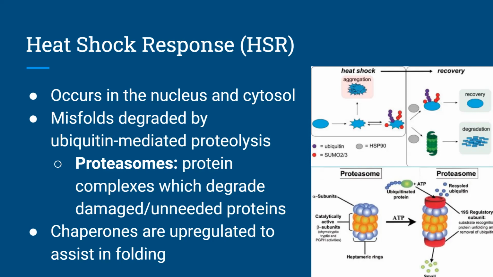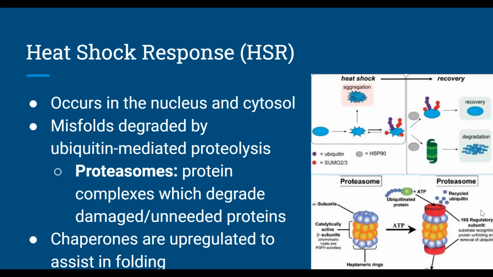This diagram represents it best. It starts as a nice oval, and then it has some spikes on it, and that's the aggregation. The purple little circles represent ubiquitin, and ubiquitin-mediated proteolysis is just another way to degrade proteins. So it takes those edges off. It's just one of the many proteasomes in the cell. In the end, once all of those spikes are gone, it's in recovery and back to its nice oval shape. So that is the heat shock response. I think the most important thing to learn is that it occurs in the nucleus and the cytosol. Those are the big two.